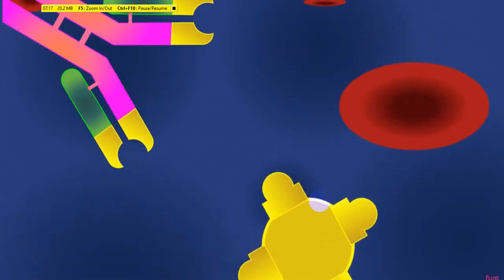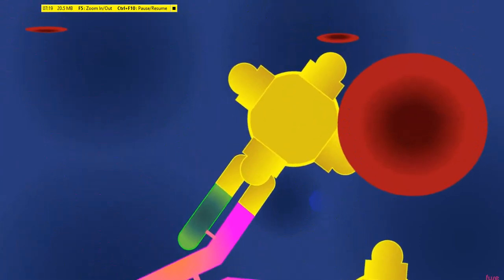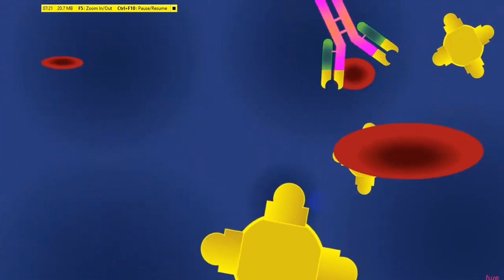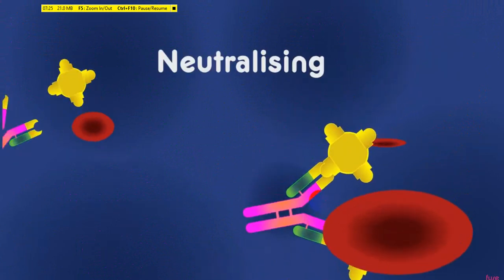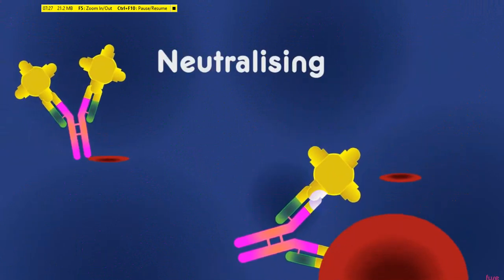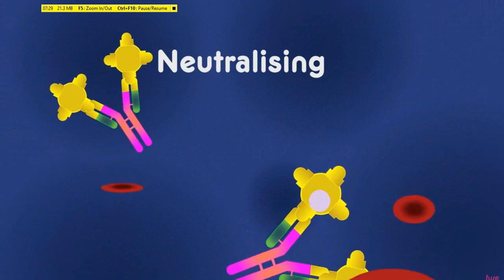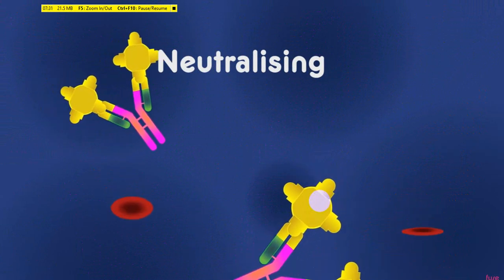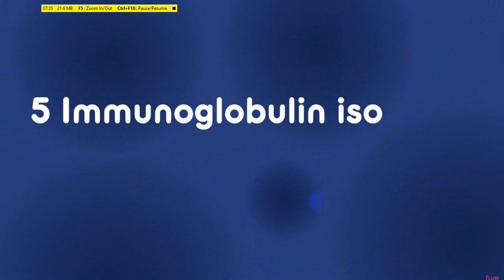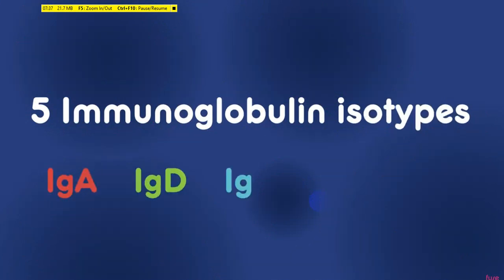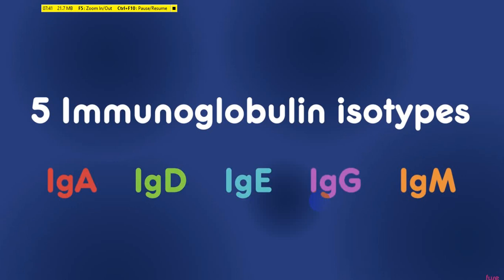By binding in an antigen, an antibody can stop the antigen from entering or damaging cells. This is known as neutralizing. The antibody can also tag the antigen for attack by other parts of the immune system. In mammals, there are 5 immunoglobulin isotypes. They perform different roles and help direct the appropriate immune response for each different type of foreign invader.